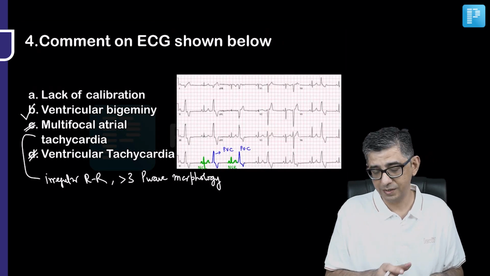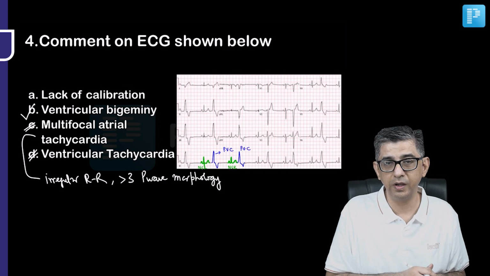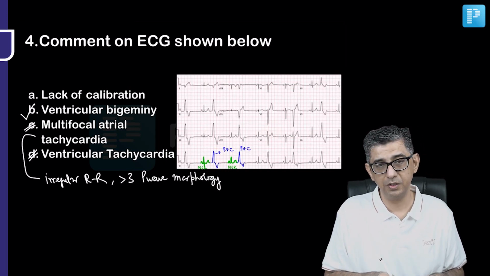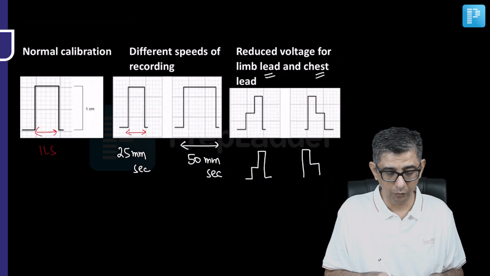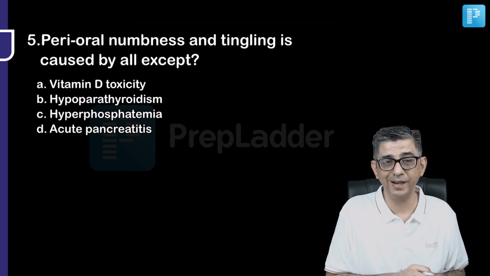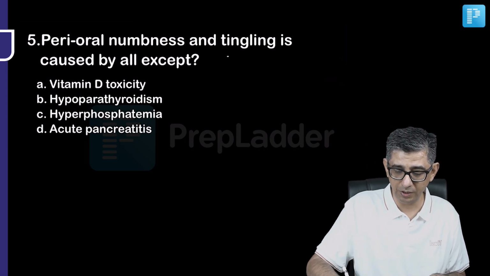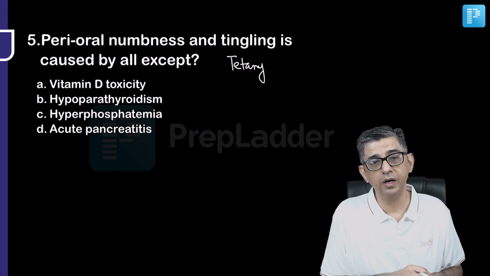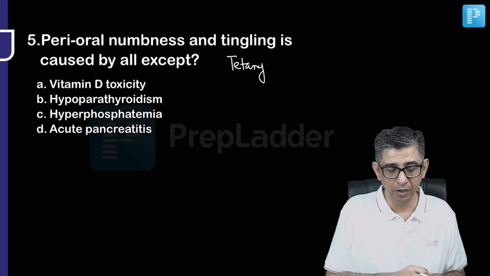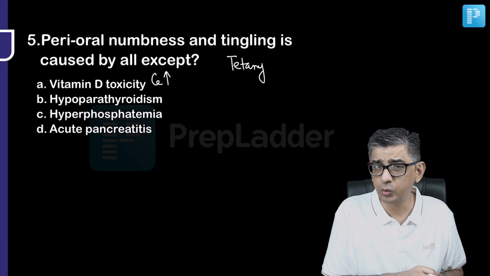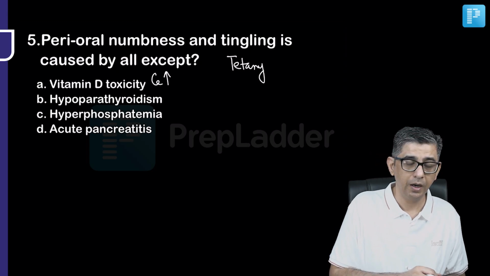Though most guys agreed to the fact that this was an alternative NSR in a PVC, which would be a ventricular bigeminy. The answer to this question is the second one. And we move on to the subsequent one, where he said perioral numbness and tingling would be caused by all of the following except. So the characteristic presentation is that of tetany. In any patient who's suffering from tetany, there would be hypocalcemia. Vitamin D toxicity would be having calcium to be on the higher side. So this looks to be the answer, but let's look at B.